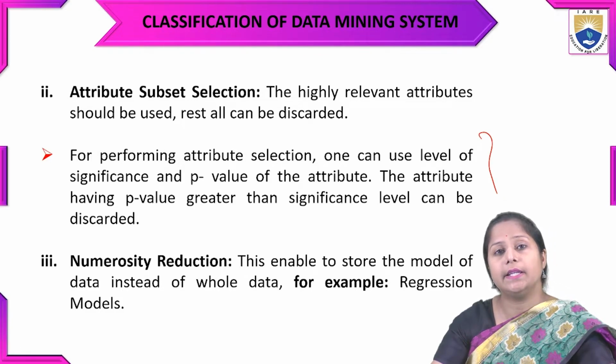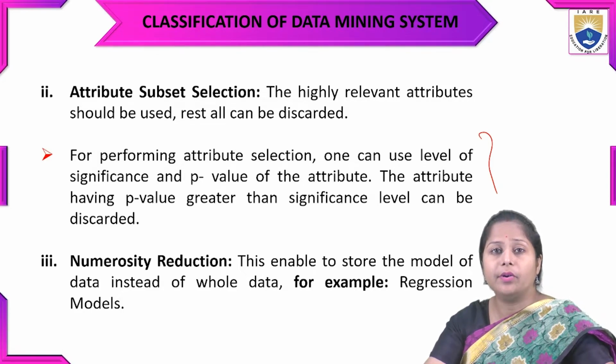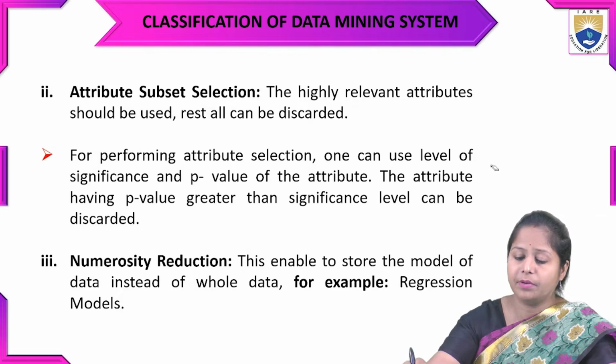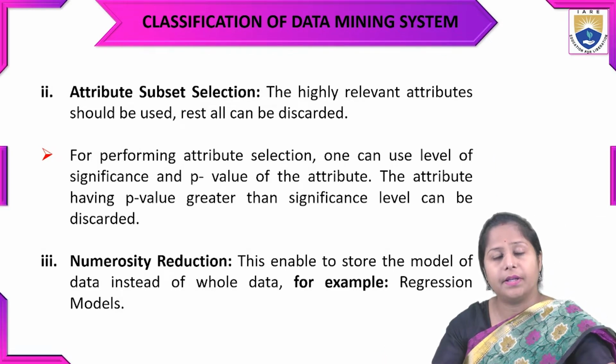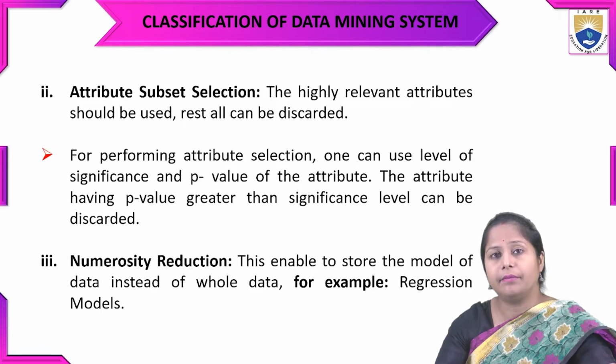So for each attribute, they have to check the p-value of the attribute. What is the level of significance of that attribute? The attribute having a p-value greater than the specific significance level will be discarded. So on the basis of these few functions, we are going to remove the data also.